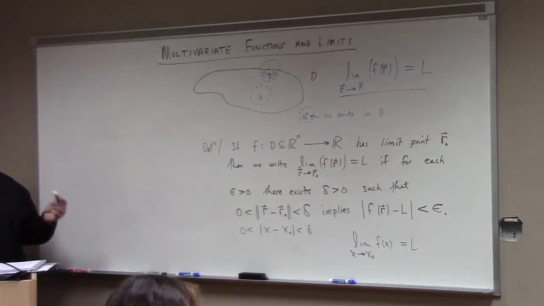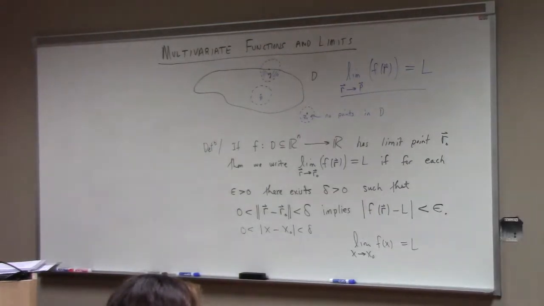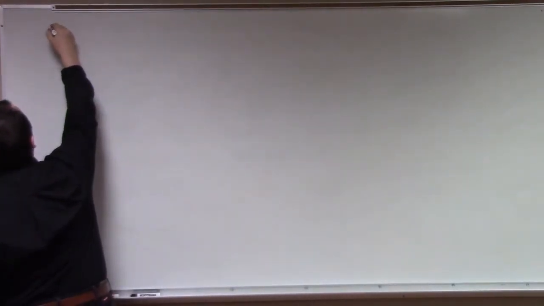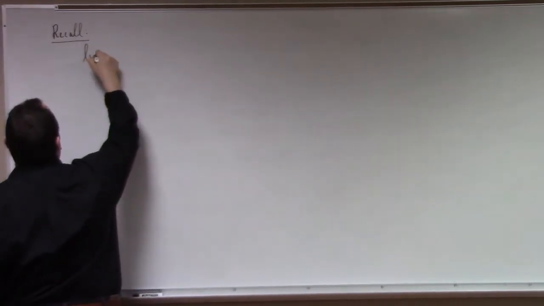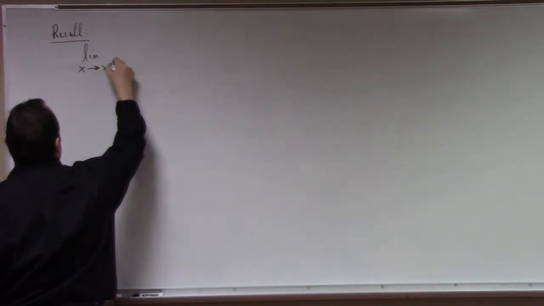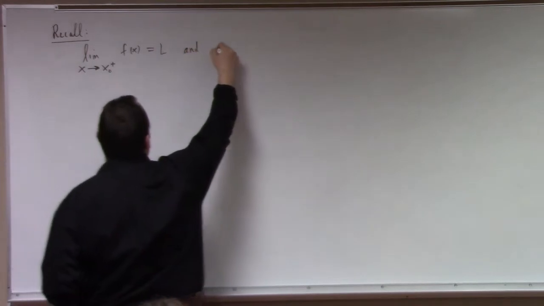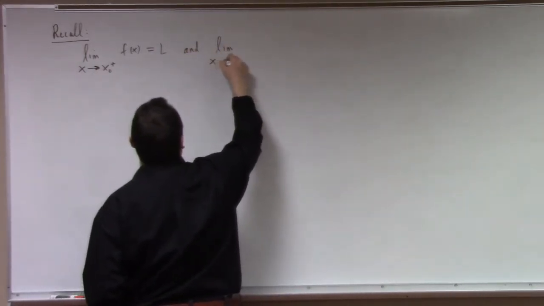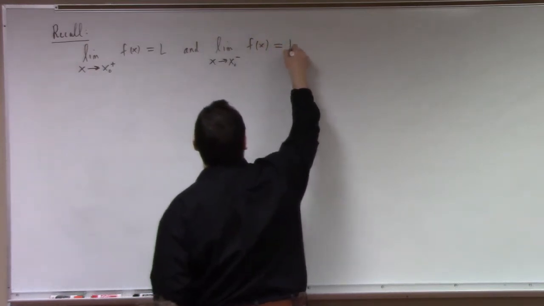All right, now that I got that out of my system, let me talk to you about how to actually calculate limits in Calculus 3. So what's the trouble? Here's the main point. If we had the limit as x approaches x naught from the right of f of x equals L, and we had the limit as x approaches x naught from the left of f of x equals L, what did we get to conclude in Calculus 1?